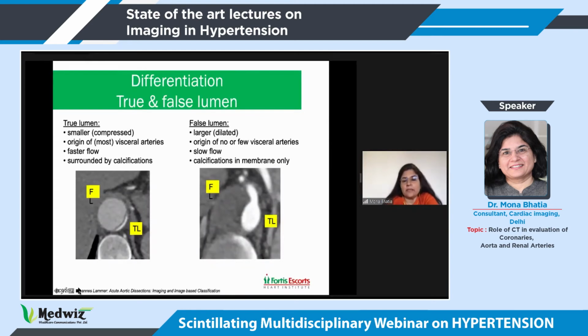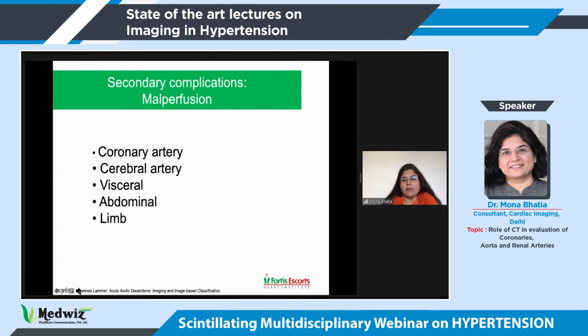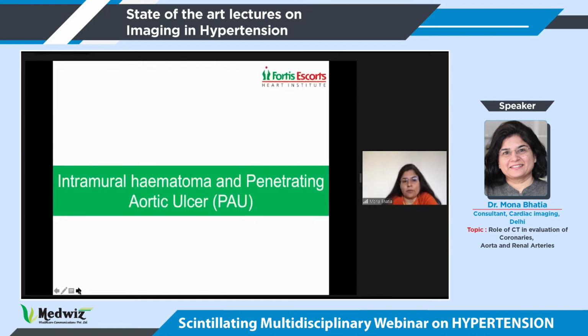And this is very easily done on CT, where the true lumen is invariably smaller. The origin of the visceral arteries most frequently comes from the true lumen. It has a faster flow and is surrounded by calcifications. Secondary complications include hemopericardium. Then you can have malperfusion of the coronaries, the cerebral, the visceral, abdominal, or limb vessels. So here you can see there's a Stanford type A dissection with the left coronary involvement.